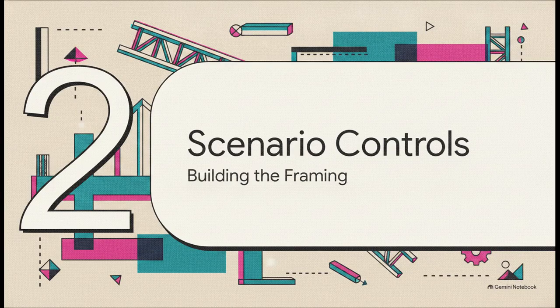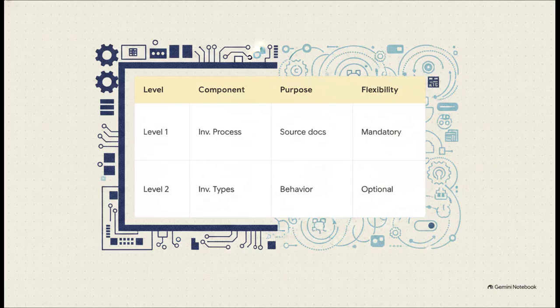Moving right along to Section 2, Scenario-Specific Control. This is where we start building the framing. This table perfectly captures the distinct difference between the strict, mandatory foundation of Level 1 and the highly flexible scenario framing of Level 2. While Level 1 lays down those broad, non-negotiable rules, Level 2 uses invoicing types and categories to say, okay, under these specific conditions, let's go ahead and activate those optional functions we just talked about. It's all about specialized, scenario-specific behavior.